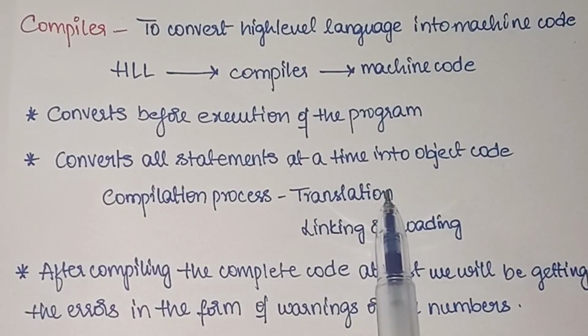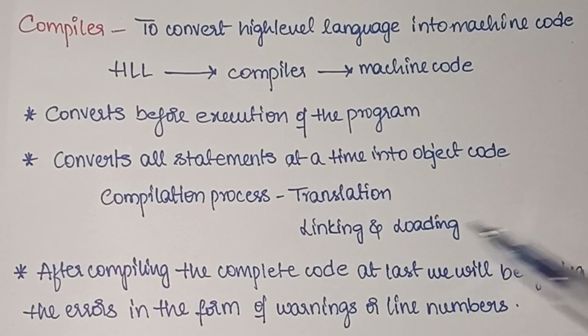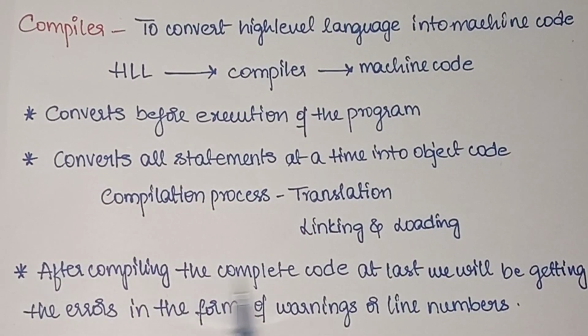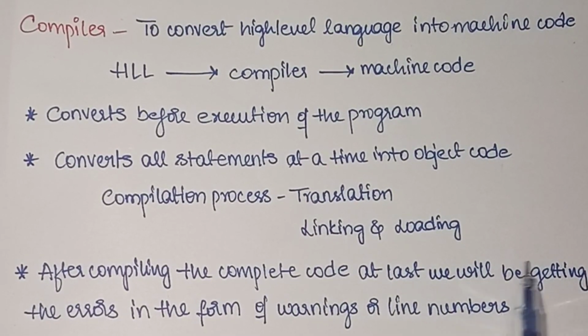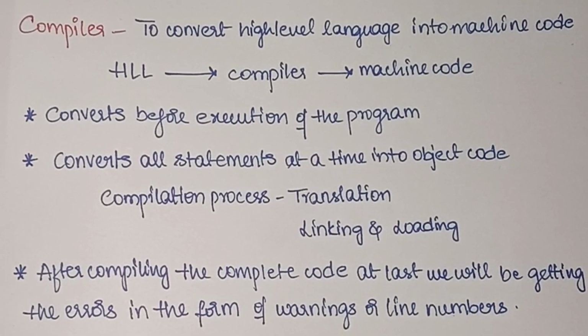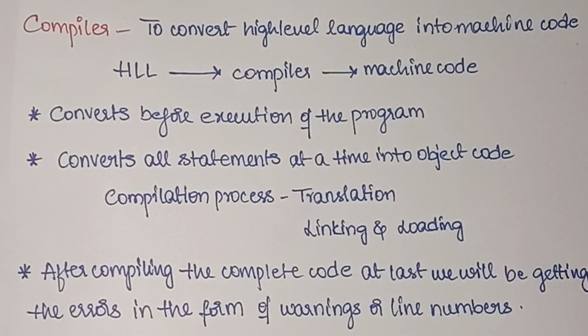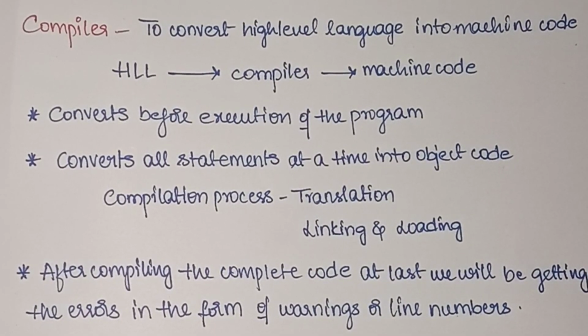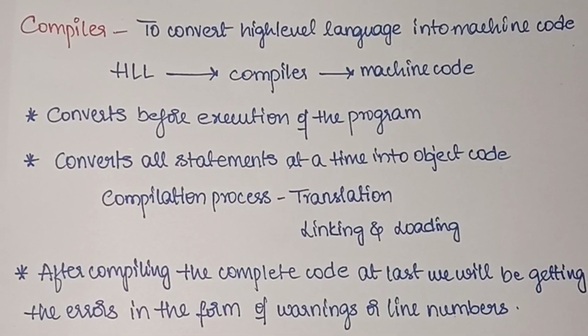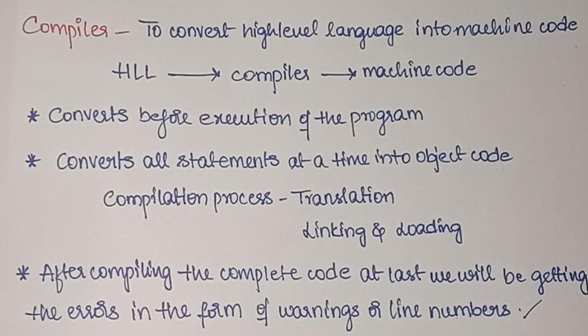Compilation process includes three steps. One is translation, the other ones are linking and loading. I'll explain about these three in the coming videos. Now, after compiling the complete code, at last, we will be getting the errors in the form of warnings or line numbers. Suppose I am writing some 40 lines of code. My compiler, before the execution, compiles each and every line at a time, and at the last we'll be having warnings in the console. So that is representing this point.